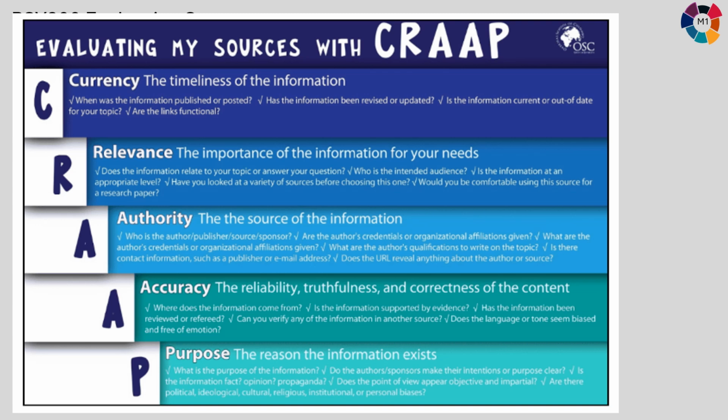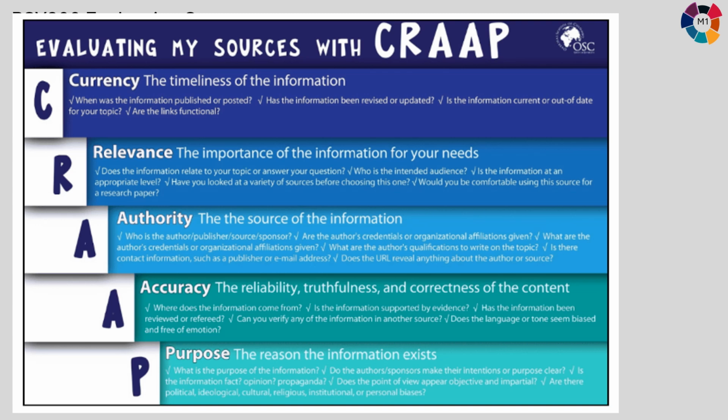Then authority. Who is the source of the information? Who is the publisher? Then accuracy. The reliability, truthfulness, and correctness of the content. So are there statistics? Is there evidence? Has the information been retrieved or referenced from somewhere else? Are the sources of your source good? Do they have a bunch of citations? Can you check them? You don't have to check every citation, but if you're looking at an academic paper, at the end of that paper there should be a list of multiple sources that those people used in building their work. So just make sure that that exists.